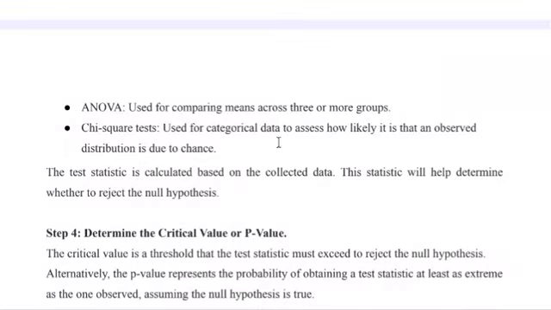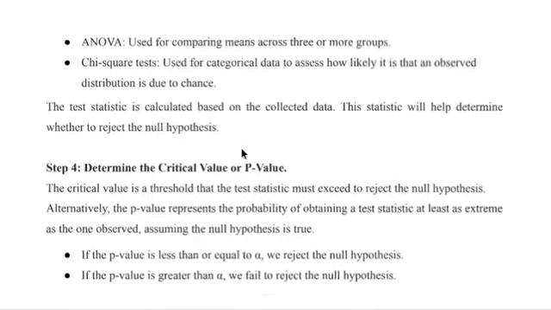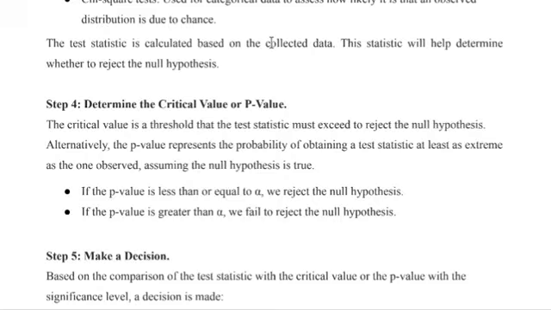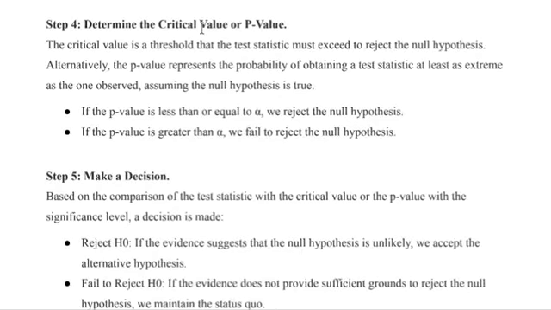Chi-square tests, used for categorical data to assess how likely it is that an observed distribution is due to chance. The test statistic is calculated based on the collected data. This statistic will help determine whether to reject the null hypothesis. Step 4. Determine the critical value or p-value.